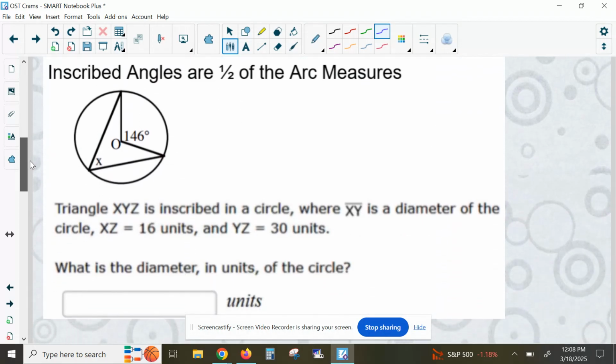The next kind of angle we'll talk about is the inscribed angles. So inscribed angles are not central angles. In this picture, we do have a central angle. An inscribed angle has the vertex on the circle.